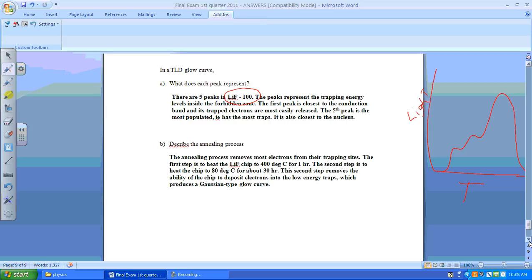So those are the energy levels inside the forbidden gap. The forbidden gap is that gap where electrons are not allowed to live. They're not allowed to be trapped in. But when we put impurities into crystals, we create these trapping centers.